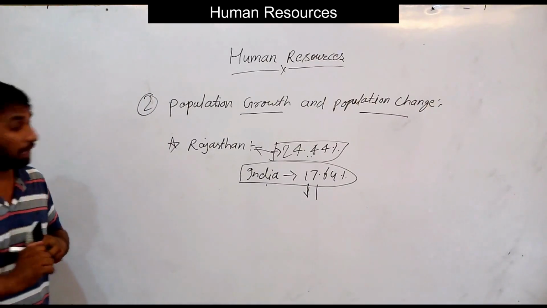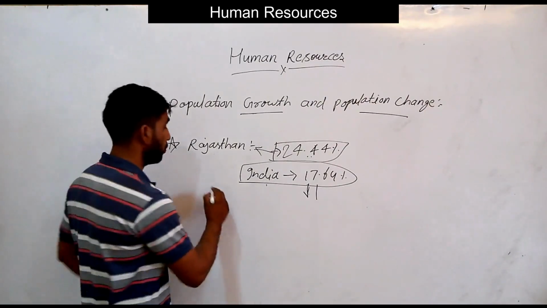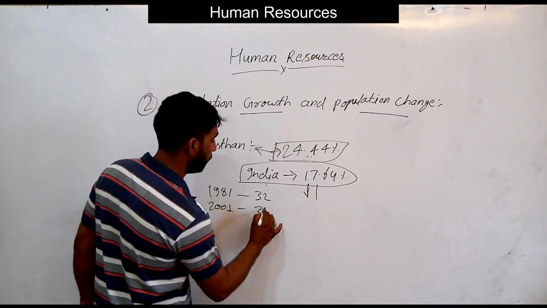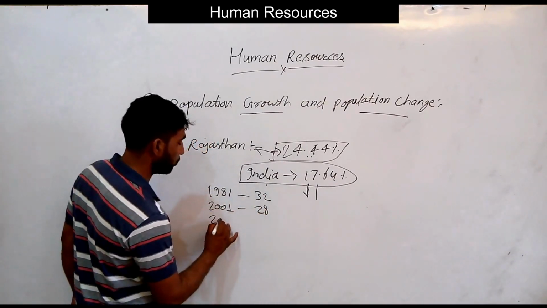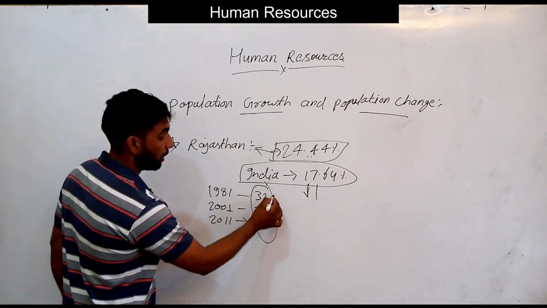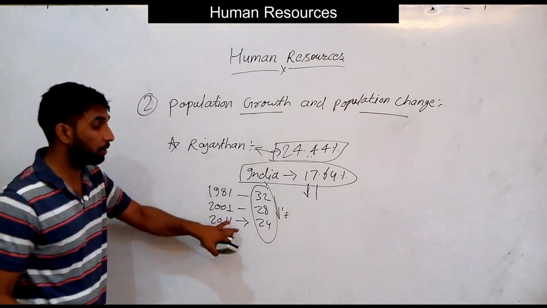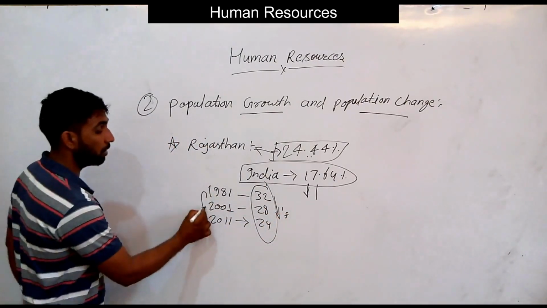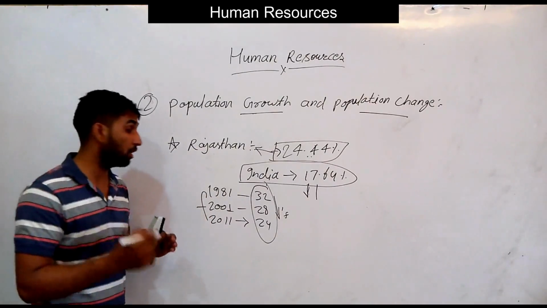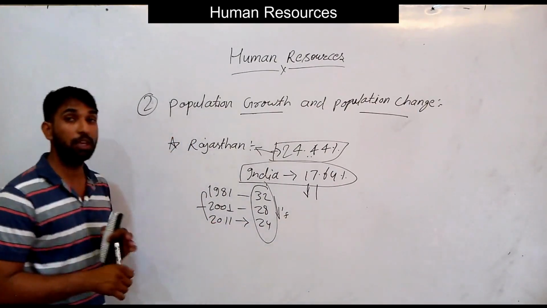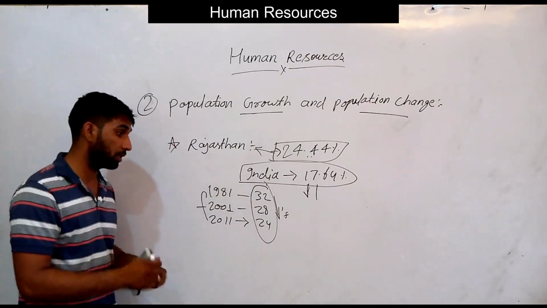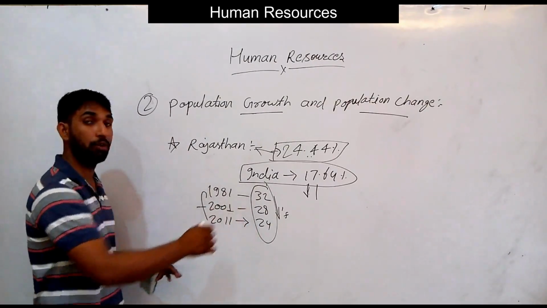Now the growth rate in Rajasthan declined from 1981, from 32 to about 28 in 2001, and then 24. So it has gradually decreased. It indicates the birth rate was controlled by certain incentives or different programs of the government. So the birth rate is being controlled or decreased, which shows the changes in the growth rate of population.